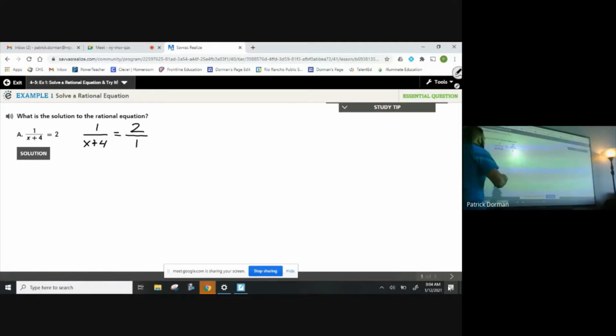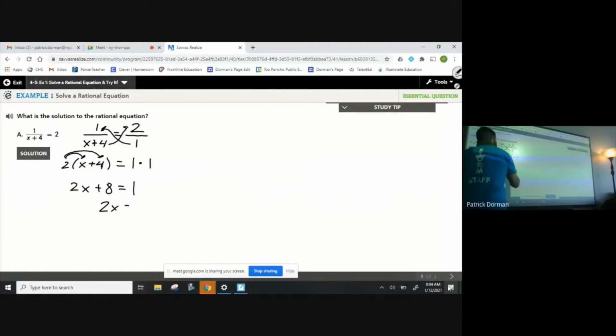But the way you saw these in the past was you were supposed to cross multiply. So you multiply 1 times 1, and that would go on one side, right? And then on the other side, you would multiply 2 times x plus 4. You would distribute your 2. So 2 times x is 2x, 2 times 4 is 8, and 1 times 1 is 1. And then you've just got a simple linear equation that needs to be solved at this point. So I'll subtract 8 from both sides and divide both sides by 2. And we get the answer of negative 7 halves.